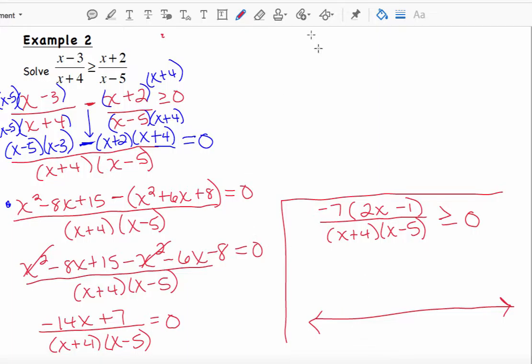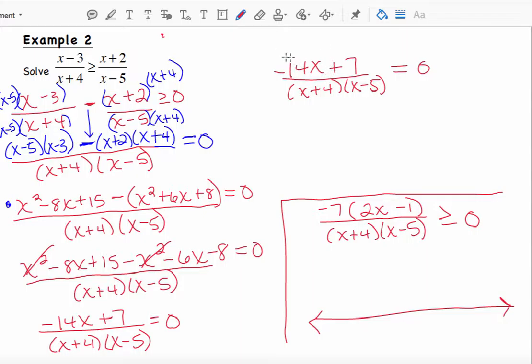Okay, so I'm going to continue to solve this problem. I'm not done yet. I have the negative 14x plus 7 over x plus 4 times x minus 5 equal to 0. So I haven't solved the problem yet. All I did for a minute was factor my numerator and bring it down to my testing area where I test my intervals. I still have to now go back and finish completely solving this problem.